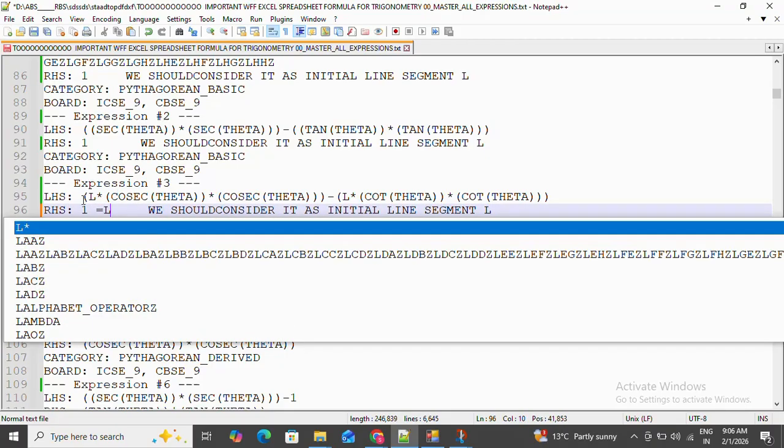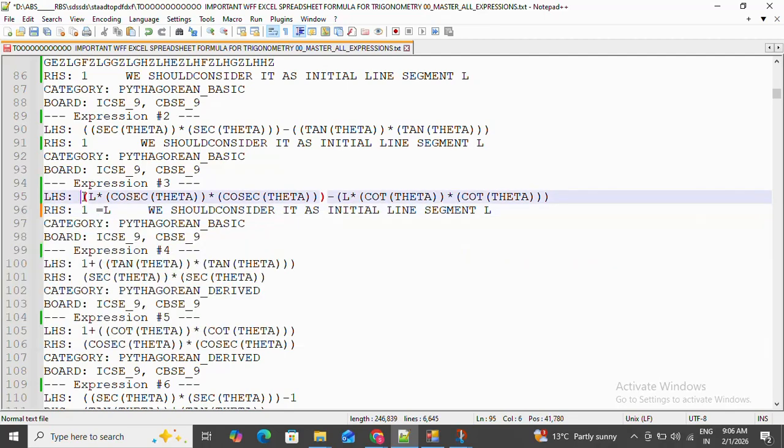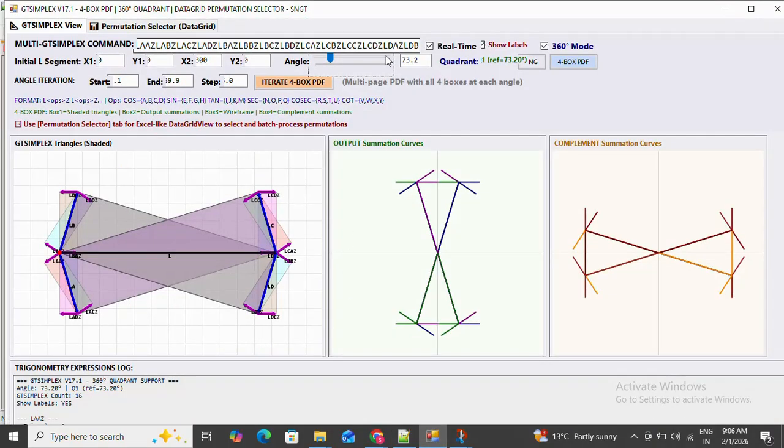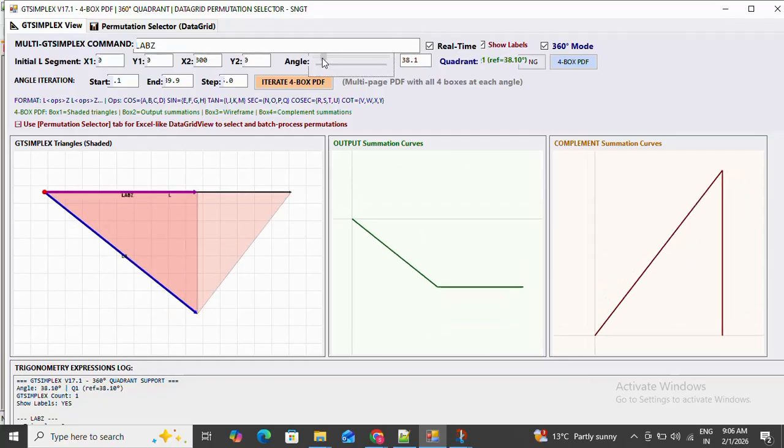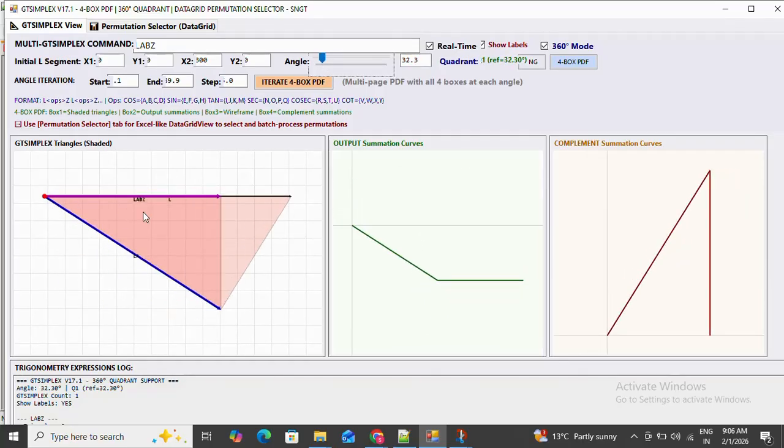That means if the left hand side expression is generating some line segment output Z, and the right hand side expression is generating the exact overlapped line segment L over there, then it is exactly returning on the same line segment. Suppose LABZ is generating some line segment, and when theta is changing, you can see that LABZ is exactly overlapping over the L, and it is a partial part of this whole L.